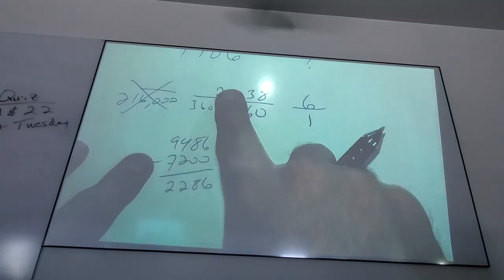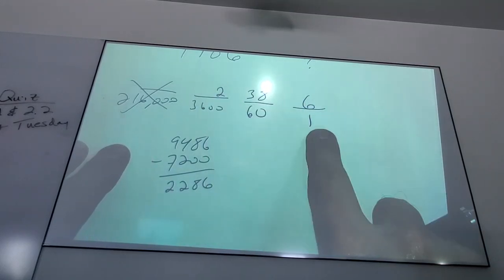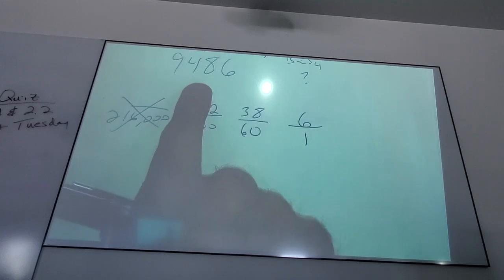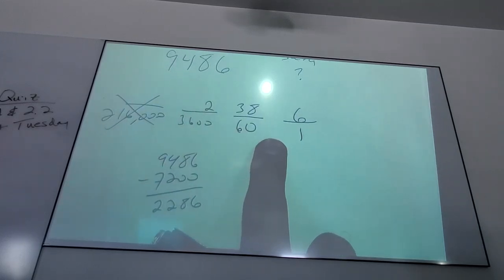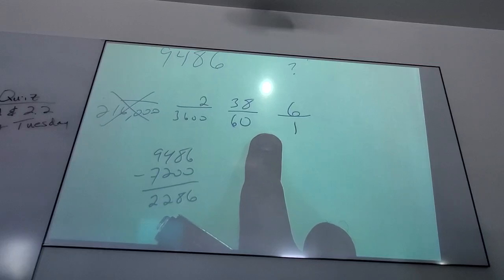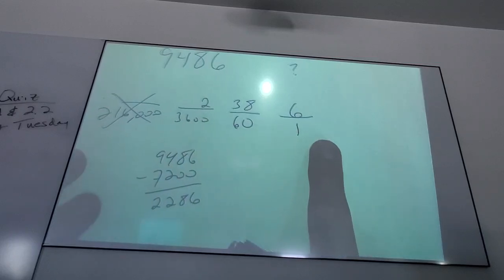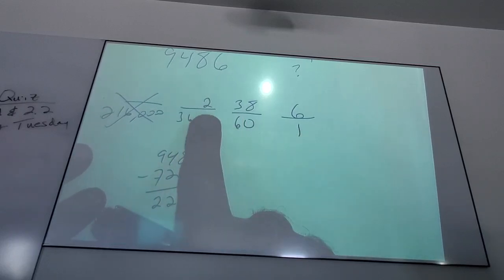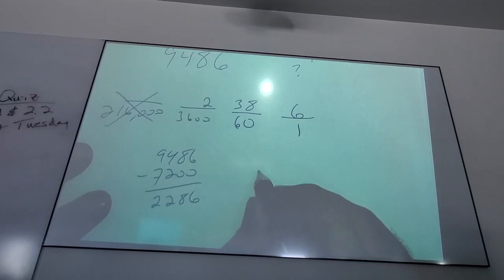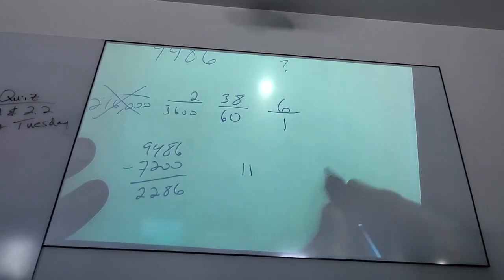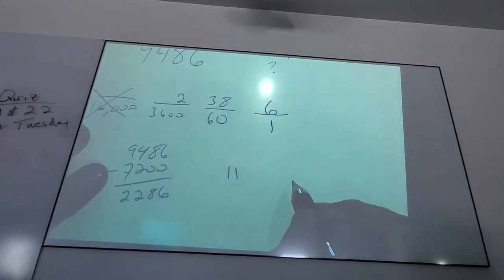So if I take 2 of these, 38 of these, and 6 of these, I will make 9486, yes? Now why is this not the answer yet? Because I'm not in Babylonian yet, right? So how do I write 2 in Babylonian? What about 38? I'll take 2 different answers.